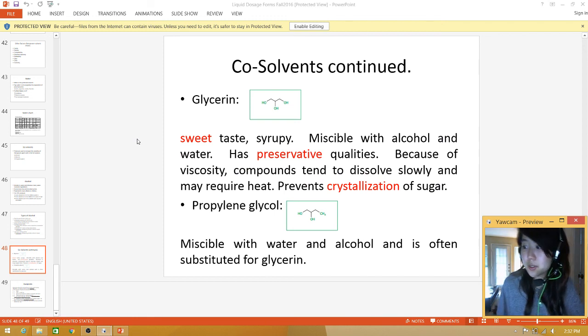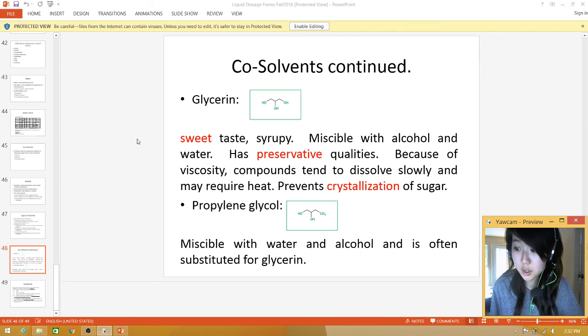Glycerin is also a co-solvent. It is sweet and can be used as a preservative. Glycerin is also very viscous, so heat may be required to dissolve compounds in it. Also, unlike syrups, which can eventually crystallize the sugars in it, glycerin prevents the crystallization of sugars.